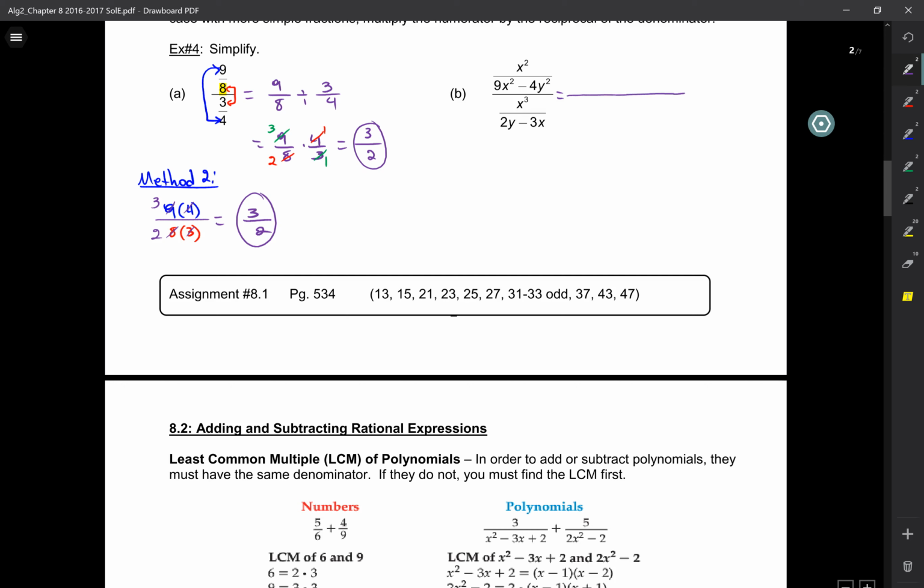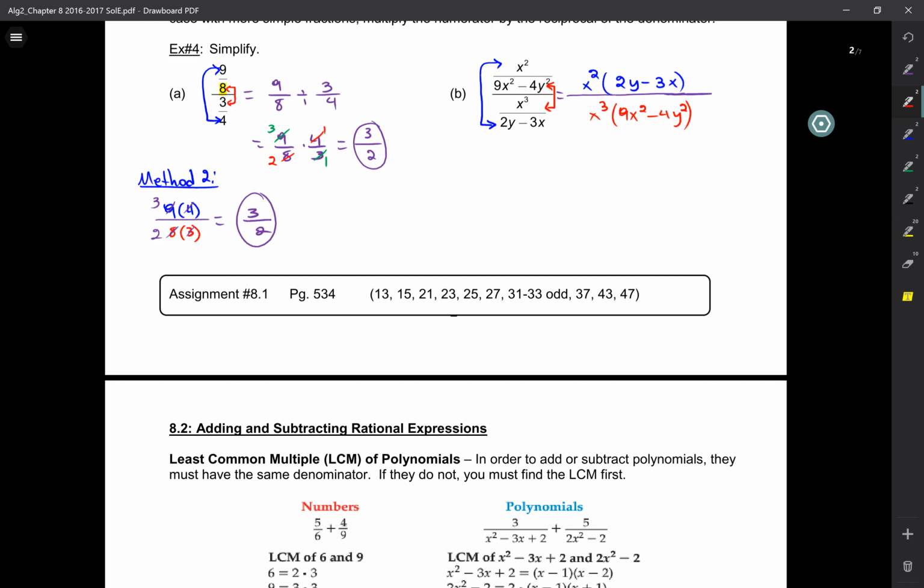We're going to do it with this new and improved method. So I draw my main fraction line. Now, I'm going to do outer over inner. What's the outer? X squared times 2y minus 3x over, what's the inner? X cubed times 9x squared minus 4y squared. Okay?